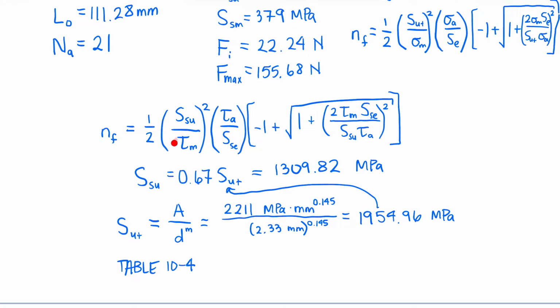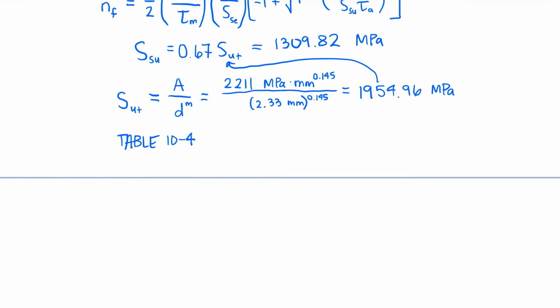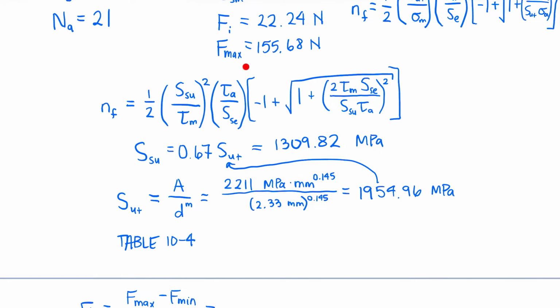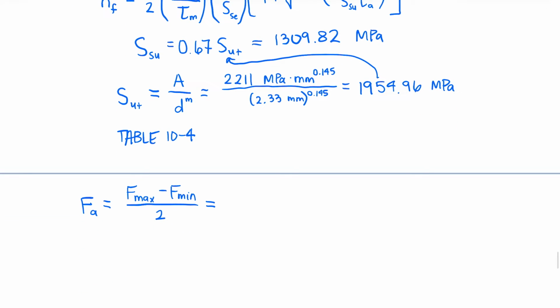Now let's look for our mean and alternating stresses. To find mean and alternating stresses, you're going to need mean and alternating forces. So let's look for those. The alternating force is equal to our maximum force minus the minimum divided by 2. So F max we already have written up here. This is 155.68. And now we need our F minimum.